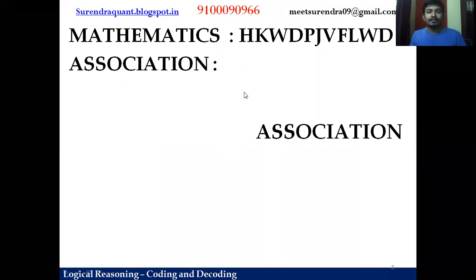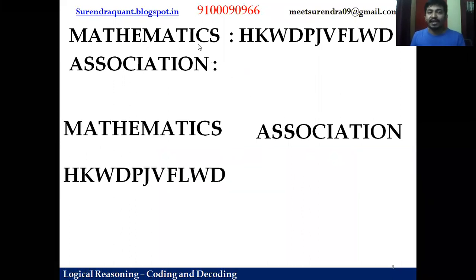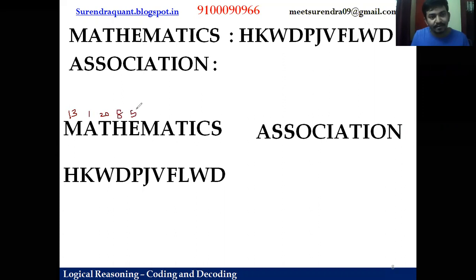Okay. Now you have the word mathematics. If mathematics is coded like this, then how can you code the word association? So instantly you have to write down the positions like this: top on the given word, bottom on the decoded word. Okay, let us do this numbering first of all. Now M is 13, A 1, T 20, H 8, E 5, M 13, A 1, T 20, I 9, C 3, S 19.